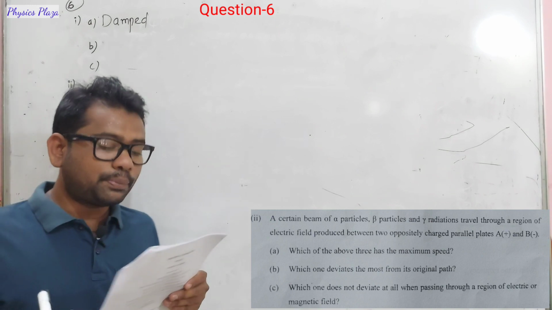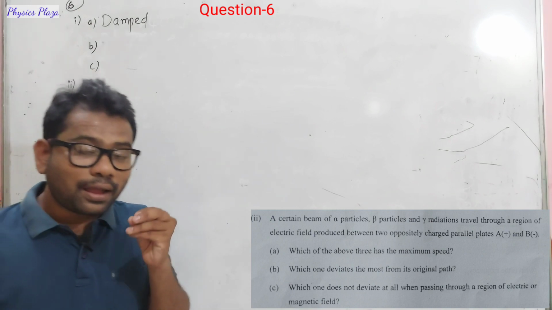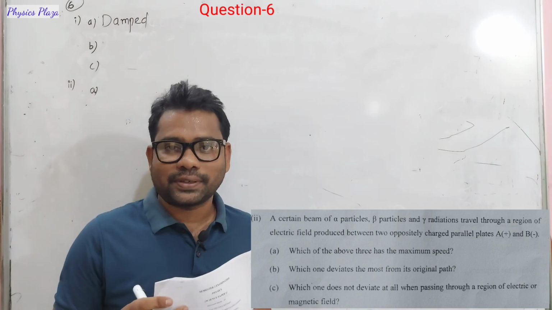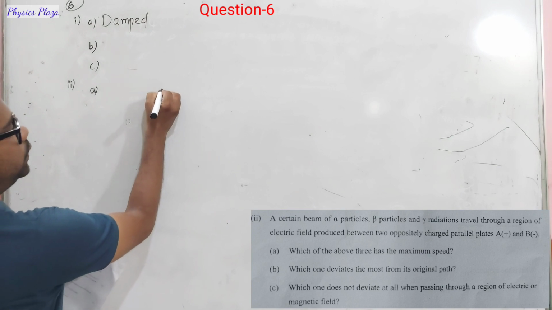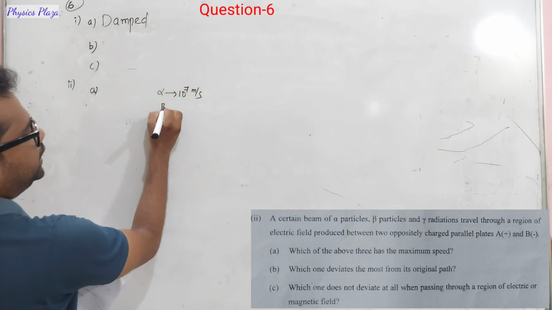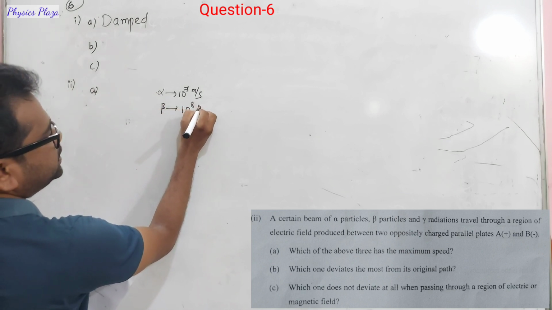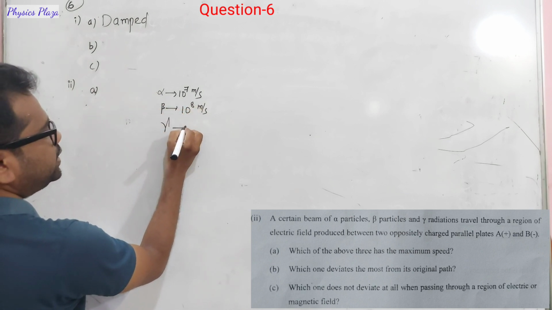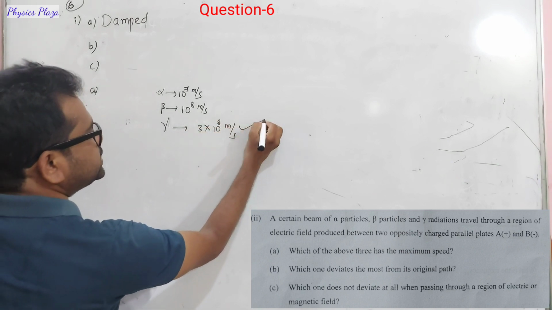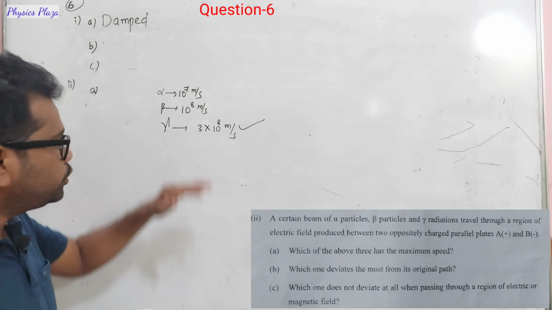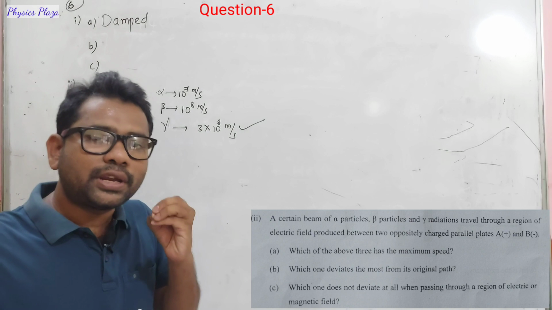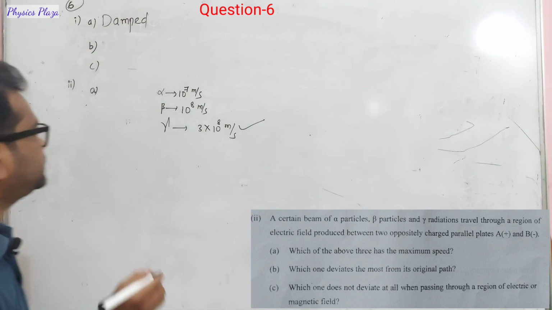Question A: which of the above three has the maximum speed? Children, gamma radiations belong to the electromagnetic waves. And we know that the speed of alpha is 10 power 7 meter per second, beta is 10 power 8 meter per second, whereas gamma is 3 into 10 power 8 meter per second. The answer is gamma. Of course, in the exam you need not write all three. Directly you can write just gamma, that is enough. You need not mention the value also. So gamma is the right answer.